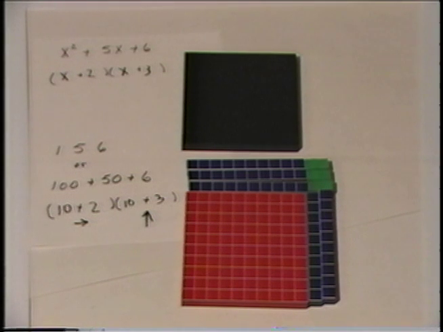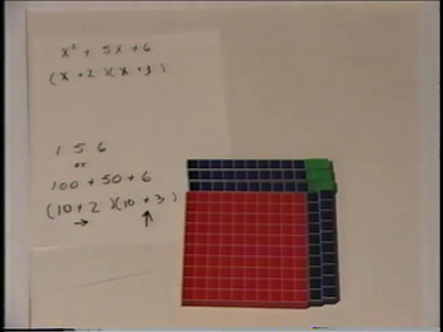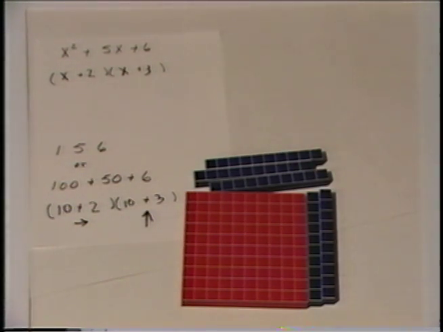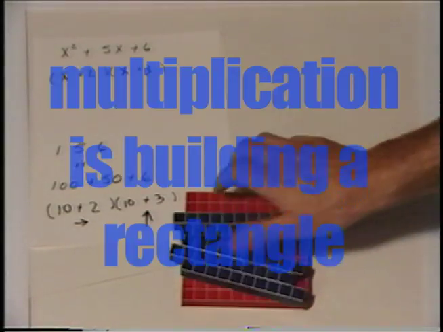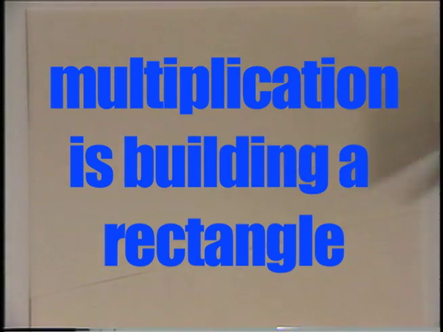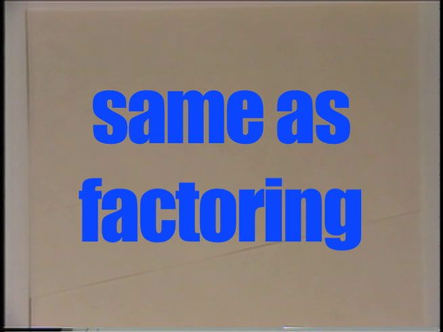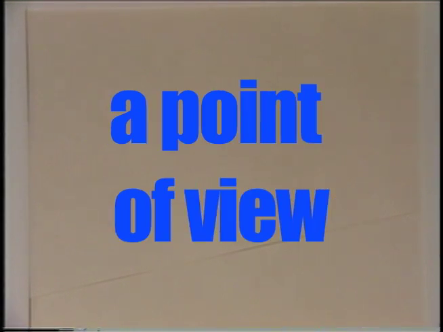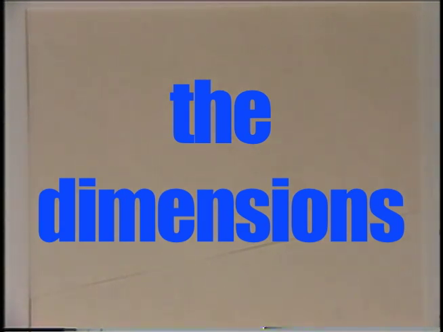Now that we understand that factoring is building a rectangle starting with amount, we can now discuss multiplication. We must have a definition of multiplication. Multiplication is building a rectangle. Our definition for multiplication is exactly the same as factoring. There is one difference, and that is our point of view. In multiplication, we are starting with the dimensions and finding the amount.